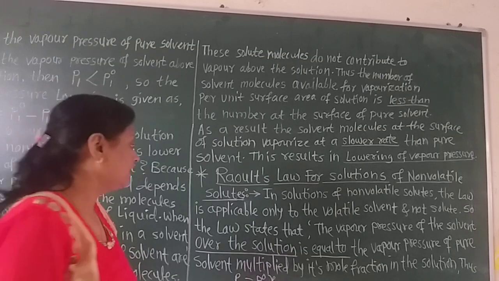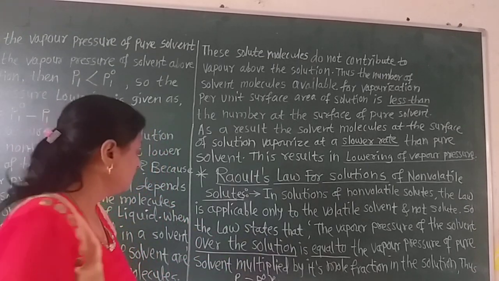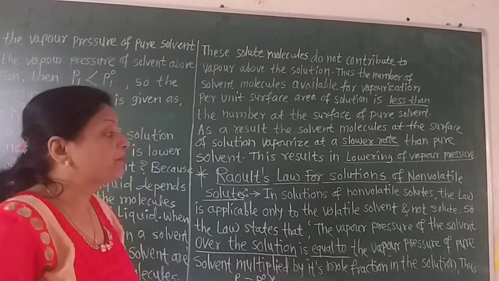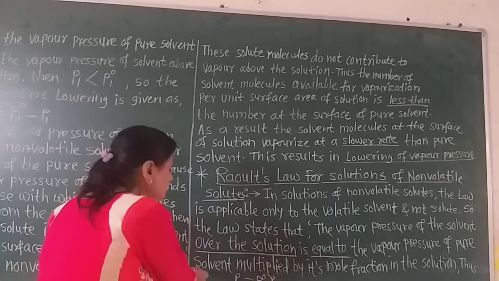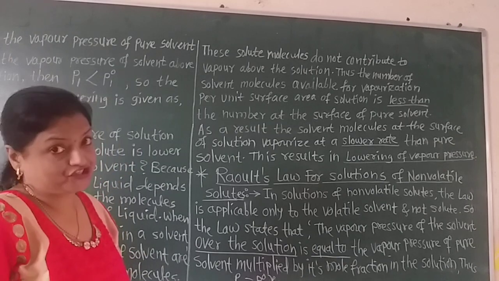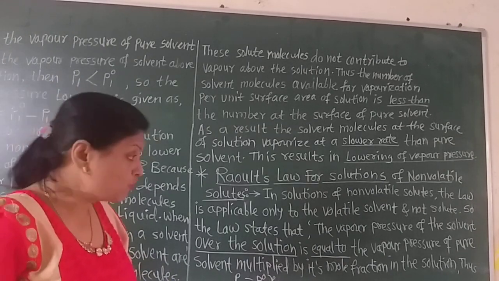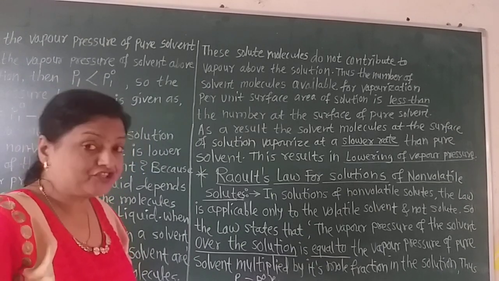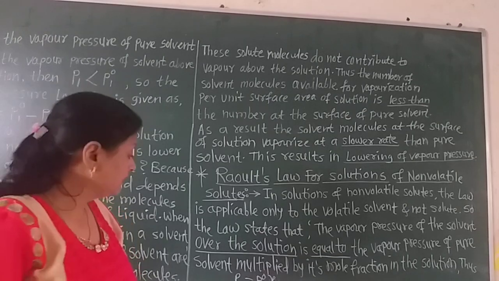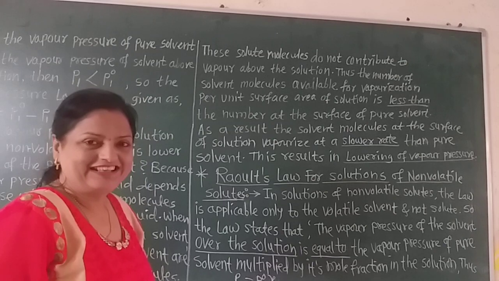This is the definition of Raoult's law for non-volatile solute solutions. The law states that the vapor pressure of the solvent over the solution is equal to the vapor pressure of the pure solvent multiplied by its mole fraction, that is, the mole fraction of only the solvent in the solution. And what is the mathematical expression of Raoult's law for solutions of non-volatile solute? It is P1 is equal to P01 x1.